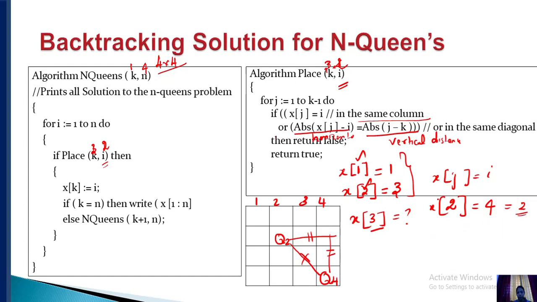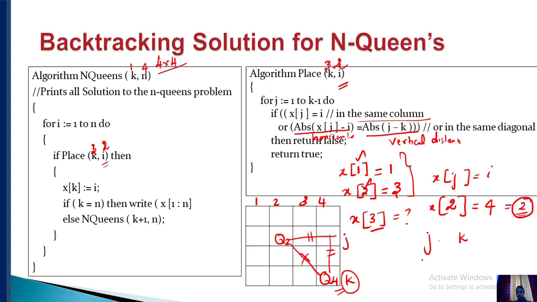So this is one condition. We found the horizontal distance, which is 2. Now we want to find the vertical distance as well, right? So how do we check the vertical distance? J and K are checked, and we find the difference. What is J? J is the previous queen. This is the jth value and this is the kth value, and we want to find the distance between these two. K means the current queen.